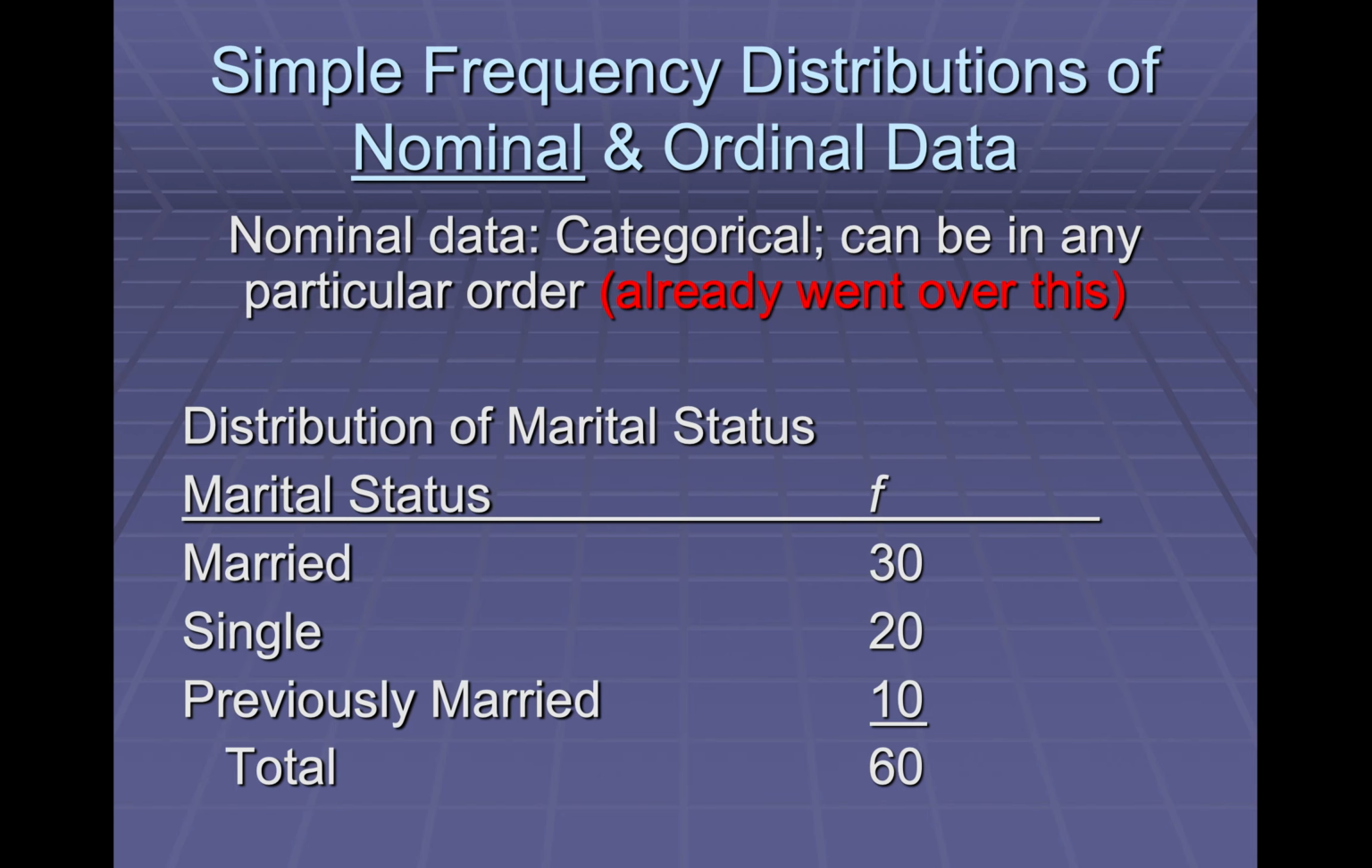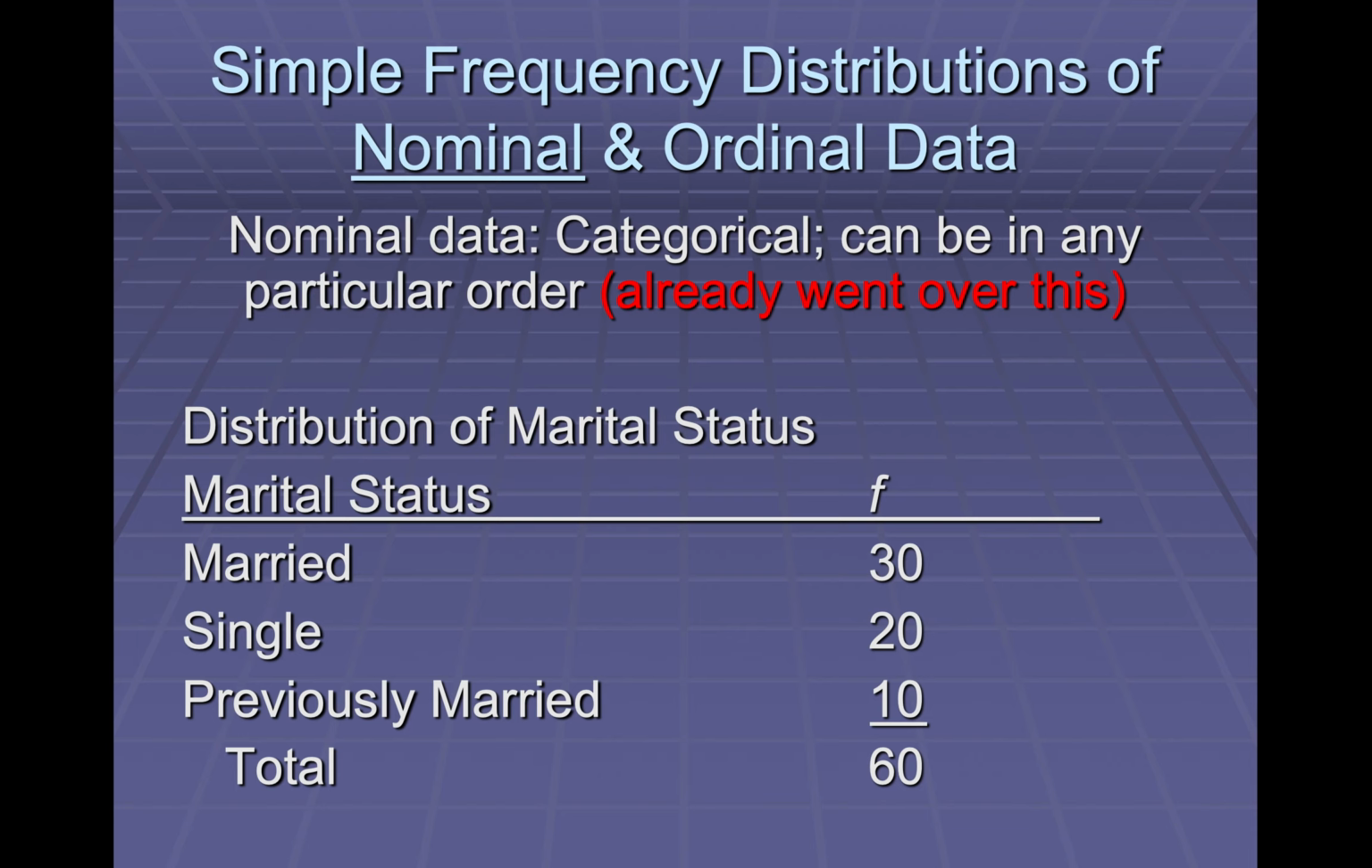Okay, we're going to talk about ordinal data in a second. So just quickly, before we move on to ordinal data, I wanted to remind you that it's similar to nominal data, but it's in a particular order. So nominal data is categorical in nature. Ordinal data is as well, but the order, as in the name, matters.